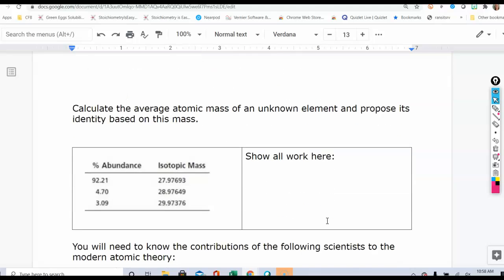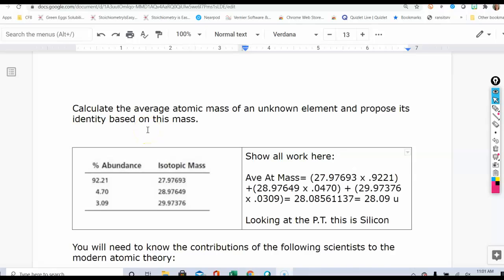Okay, so the next part is we're going to calculate our average atomic mass of this unknown element, and then we're going to have to look at a periodic table to figure out what its identity is based on its mass. So I am going to pause this right here, and I'm going to let you pause right now and do your calculation, and then we'll come back and see how you did.